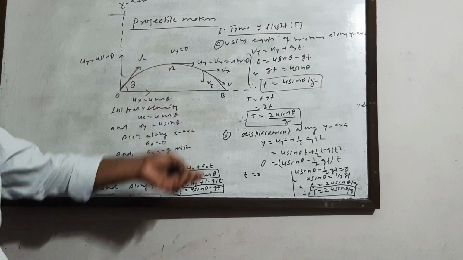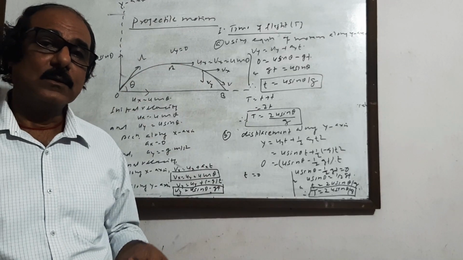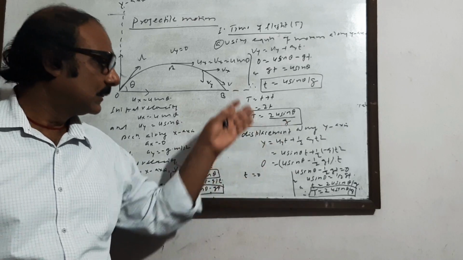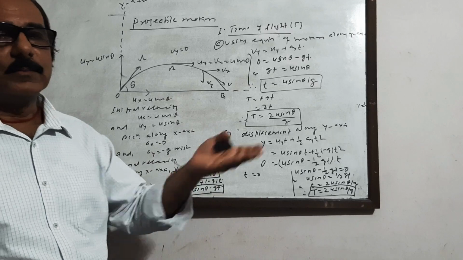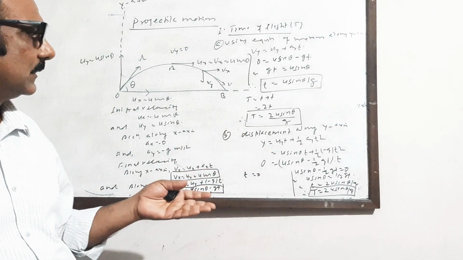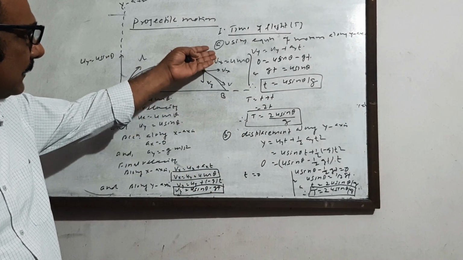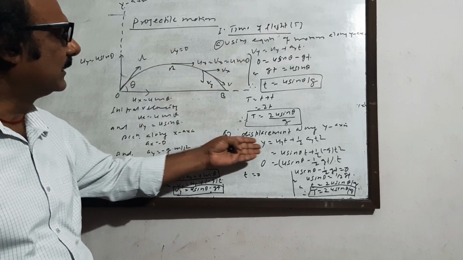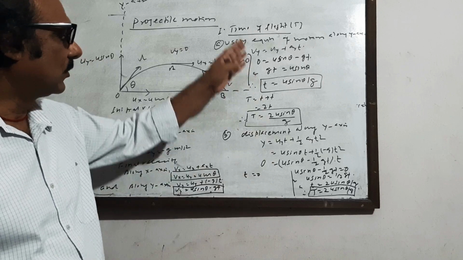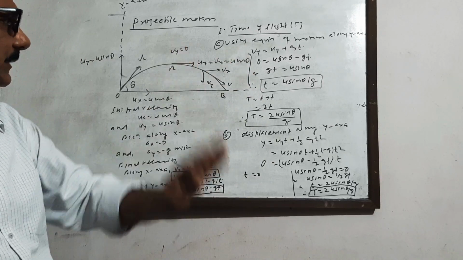Now there are so many other processes, such as the equation of parabola and another method. So time of flight can be obtained by the velocity expression, by the equation of displacement along the y-axis, and by different approaches.